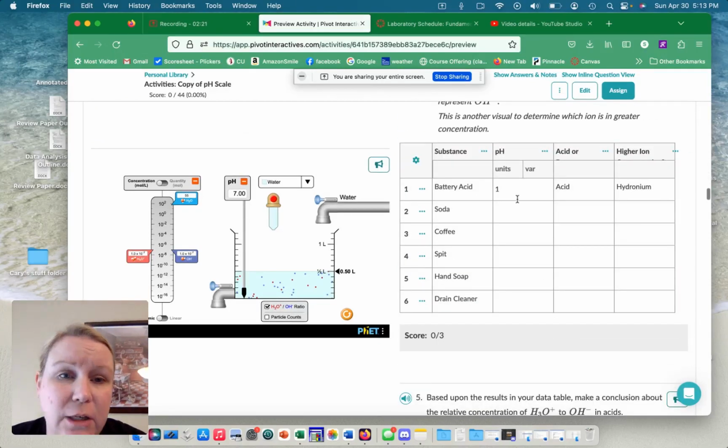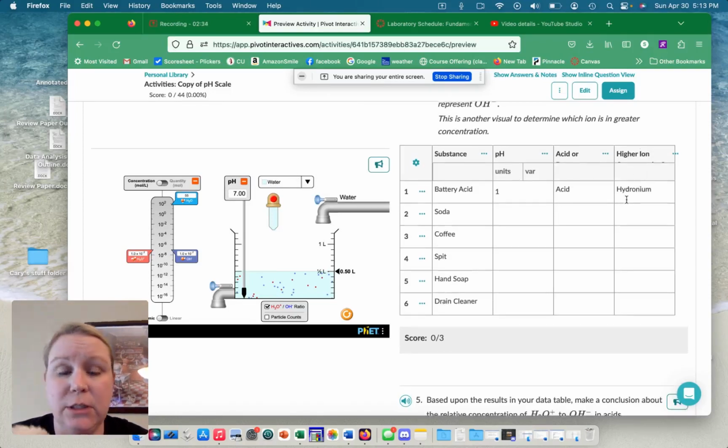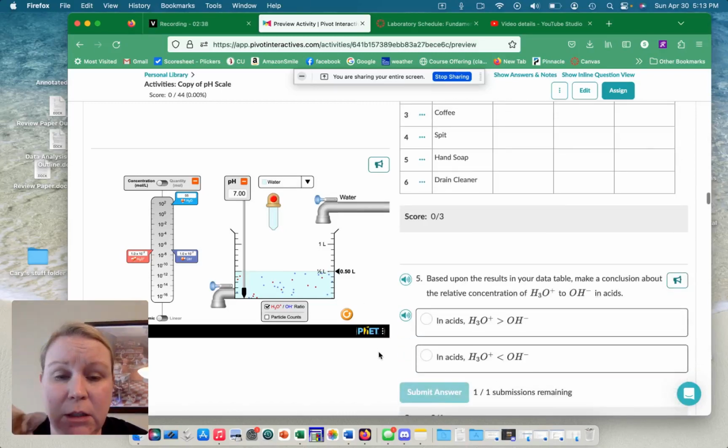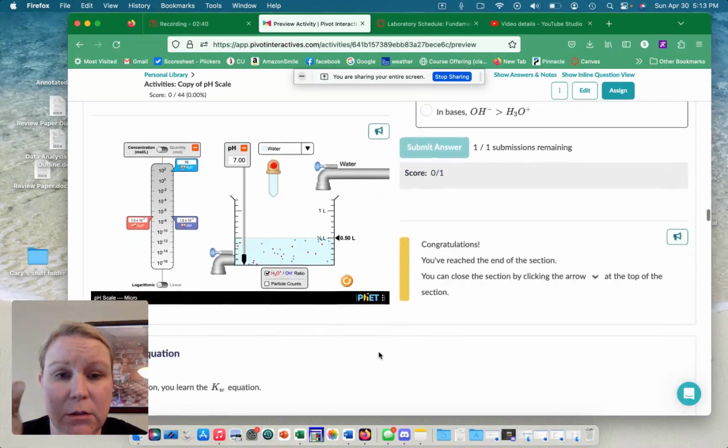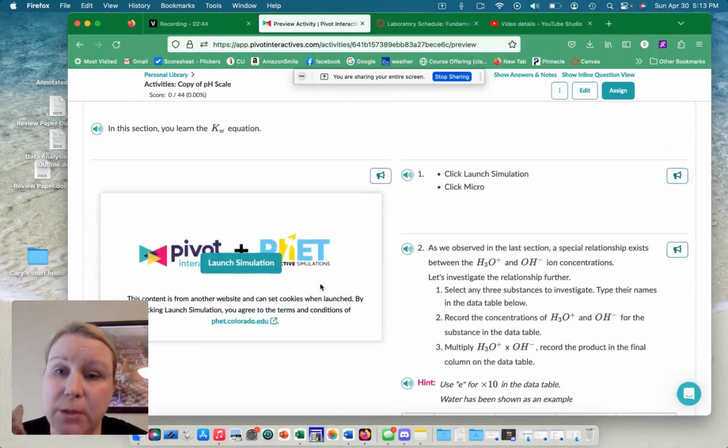Then you're going to fill in, again, you can change your substances here, and you can fill in the pH here. You'll say whether it's an acid or base here, and what the higher ion concentration is here. And so you'll see those different concentrations. Then you'll finish that section. And now we're going to go to the KW section.